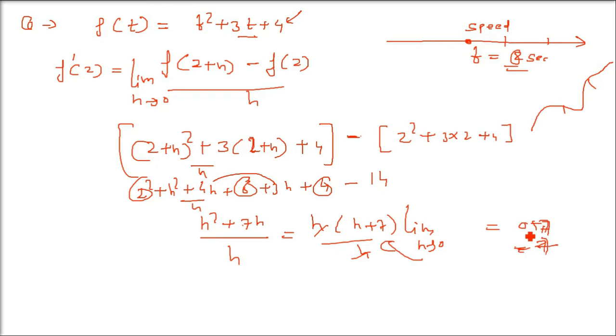So this is the 7 value, which is the derivative of this function at 2. So you are able to tell me the exact speed at time 2. If I ask you 3, 4, you are able to give it. This is the derivative. This is the actual physical interpretation of the derivative.